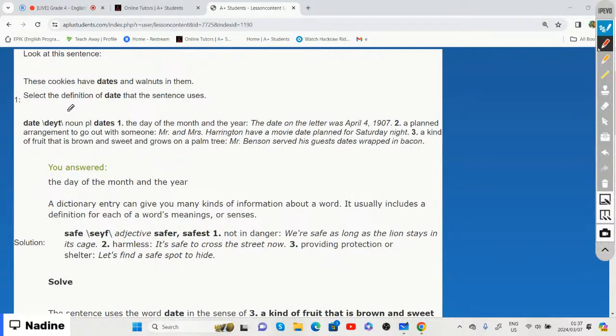So we have dates. And here we have, for example, one, two, and three. These are three different meanings of the word date, which means there are three different meanings when it comes to the word date. The first one says the day of the month and the year. The date of the letter was, for example, April 4th.